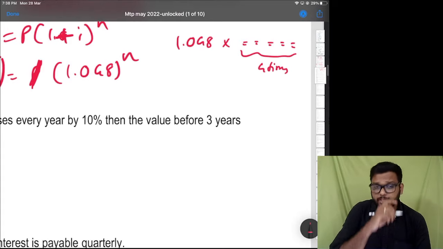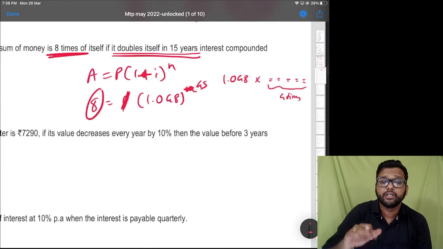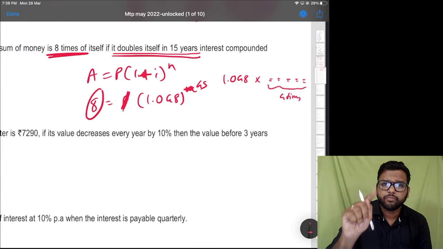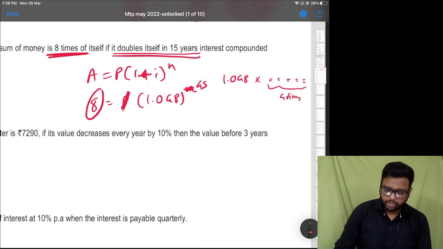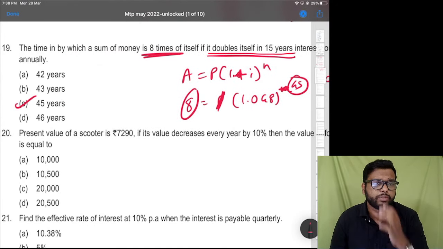If equal to was pressed 44 times, that means this is raised to 45. Okay, because that is the calculator shortcut. When we have to take square, we press 1 time. When we have to take cube, we press 2 times. So when we want raised to 45, we press 44 times. So 45 years is the correct answer, option C.